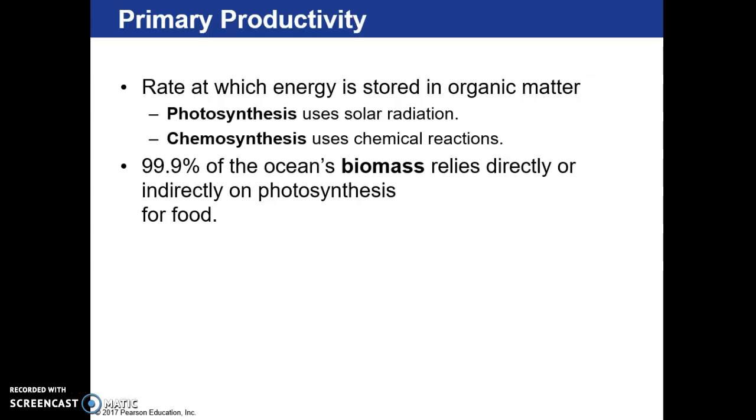Everything relying directly or indirectly on photosynthesis for food. So chemosynthetic organisms are very small in percentage. Almost everybody in the ocean has a photosynthetic creature at the bottom of their food web or at the base of their food web.